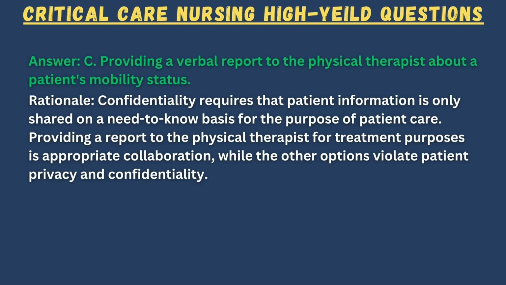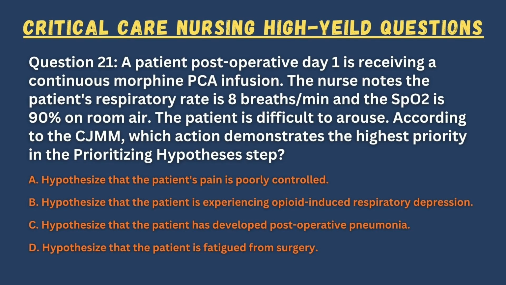Rationale. Confidentiality requires that patient information is only shared on a need-to-know basis for the purpose of patient care. Providing a report to the physical therapist for treatment purposes is appropriate collaboration, while the other options violate patient privacy and confidentiality.